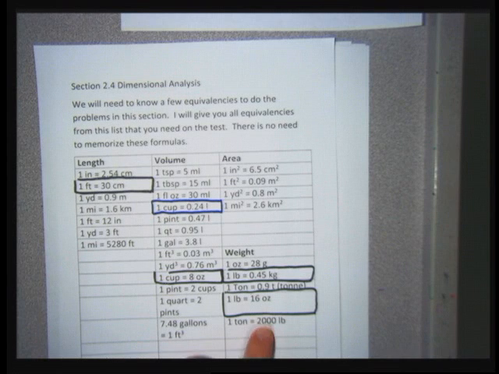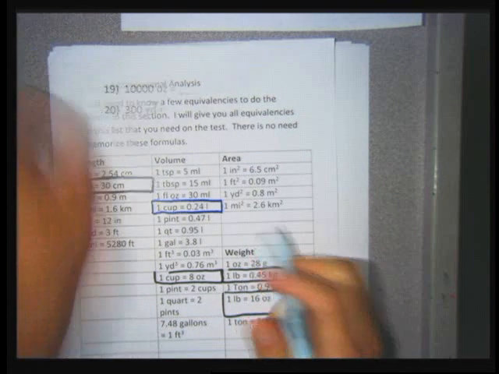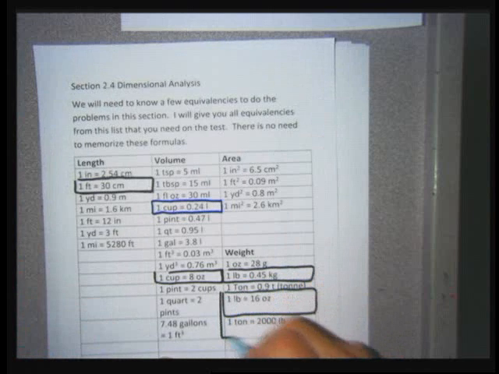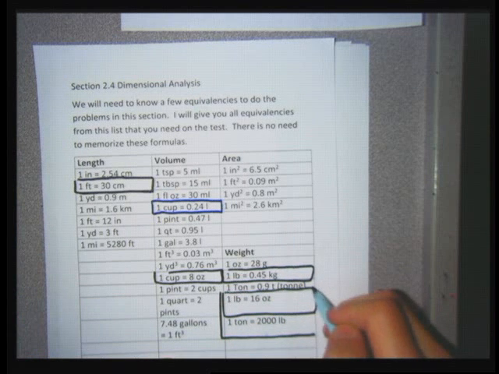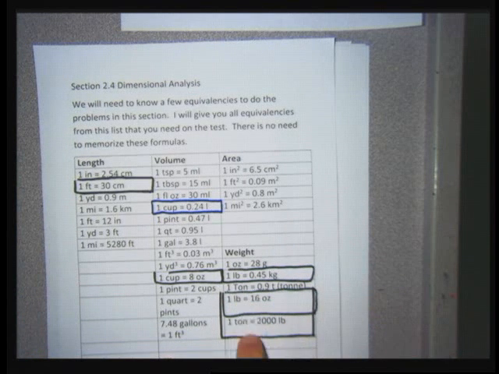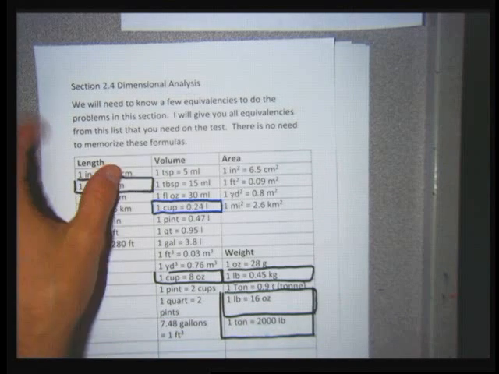What you're going to have to do is go from ounces to pounds, and then from pounds to tons. So for your problem number 19, you're going to need both of these relationships. You're going to use this one and that one to get you stepped up to your answer.